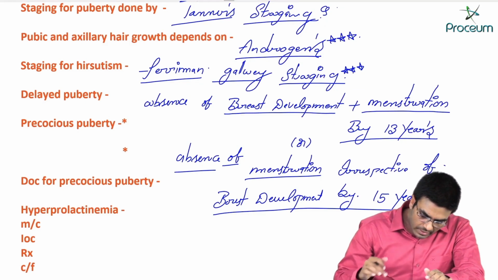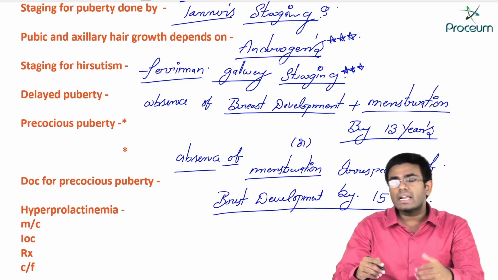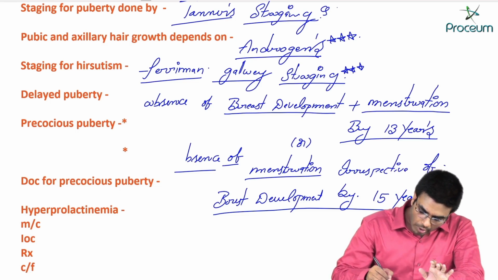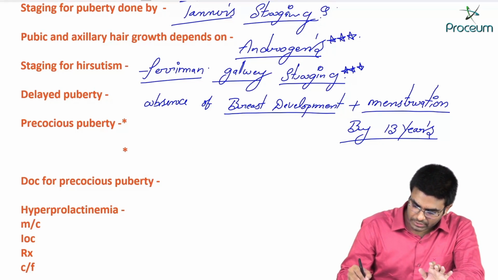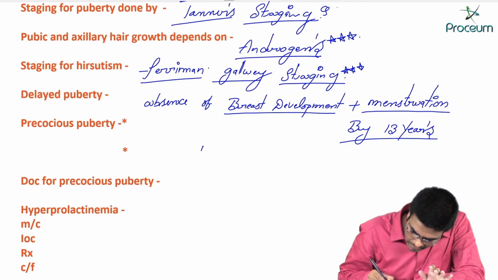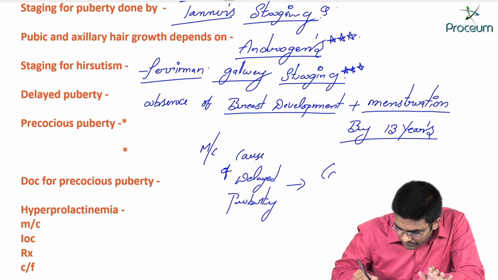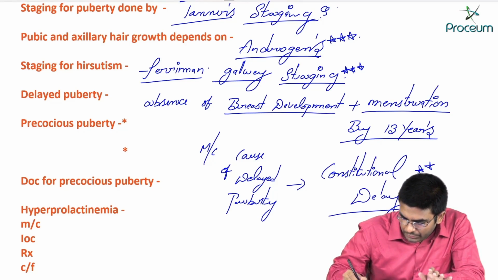Okay. Now, what is the most common cause of this delayed puberty? There are many causes, but from the exam point of view, this is at least what you should know. The most common cause of delayed puberty is constitutional delay. Okay, a repeatedly asked MCQ.